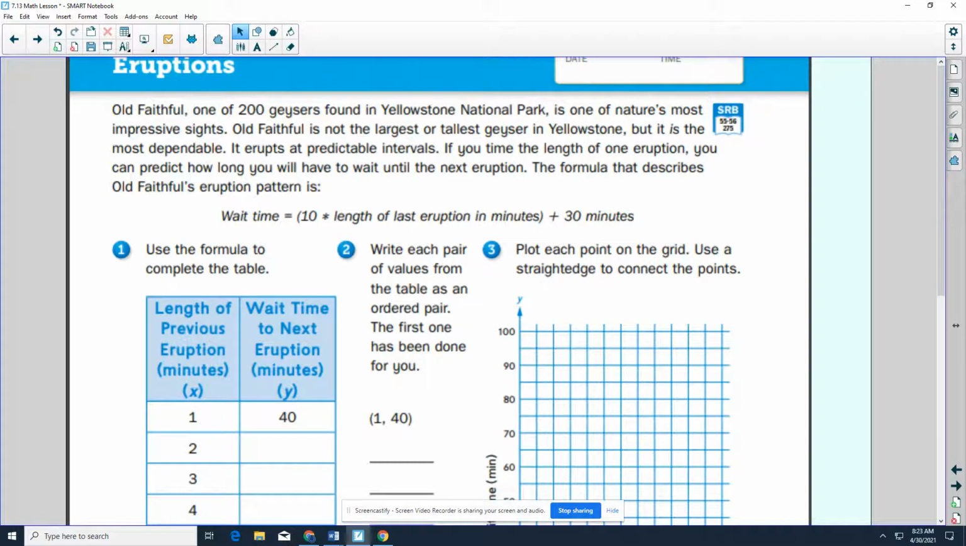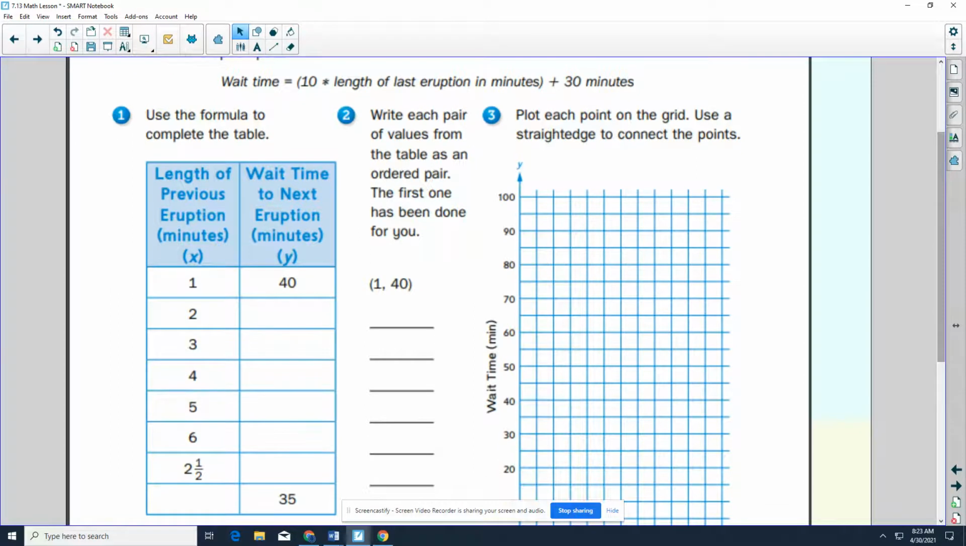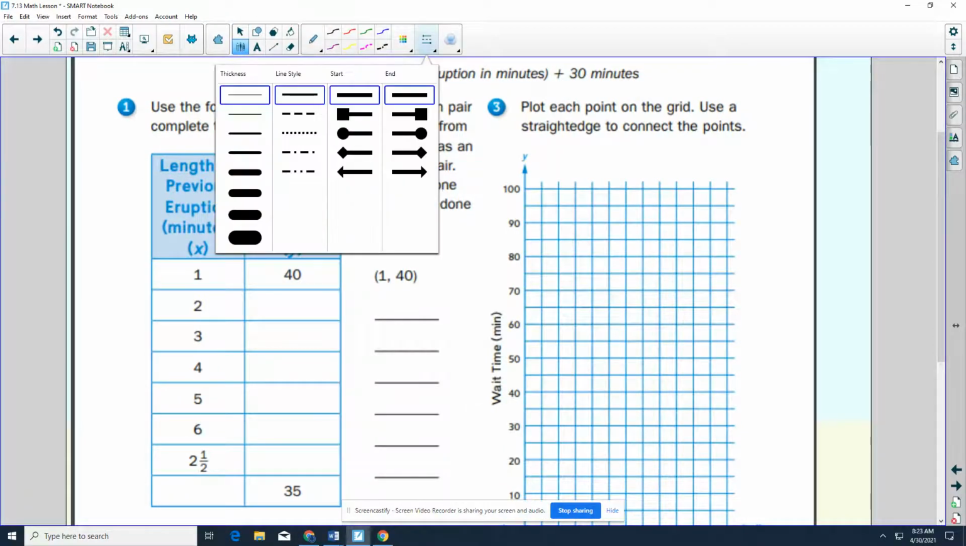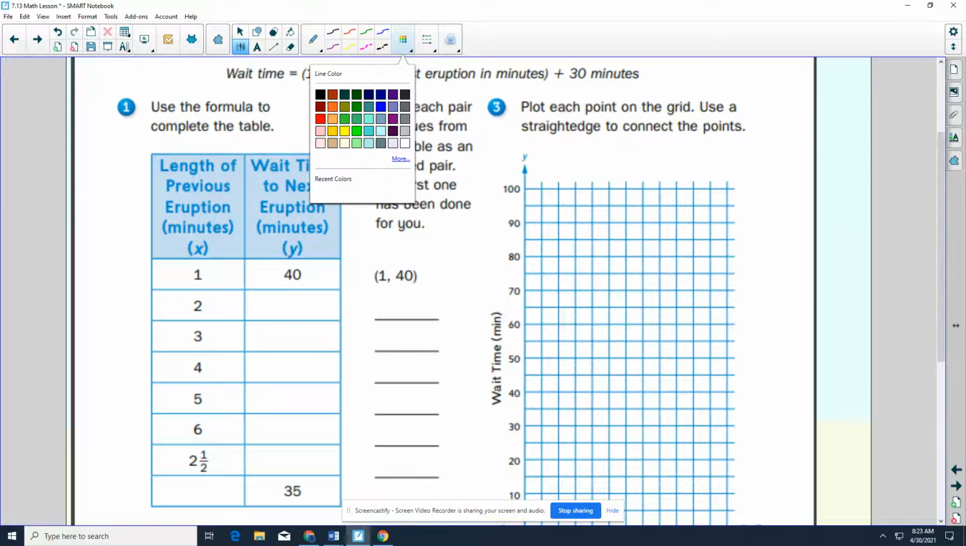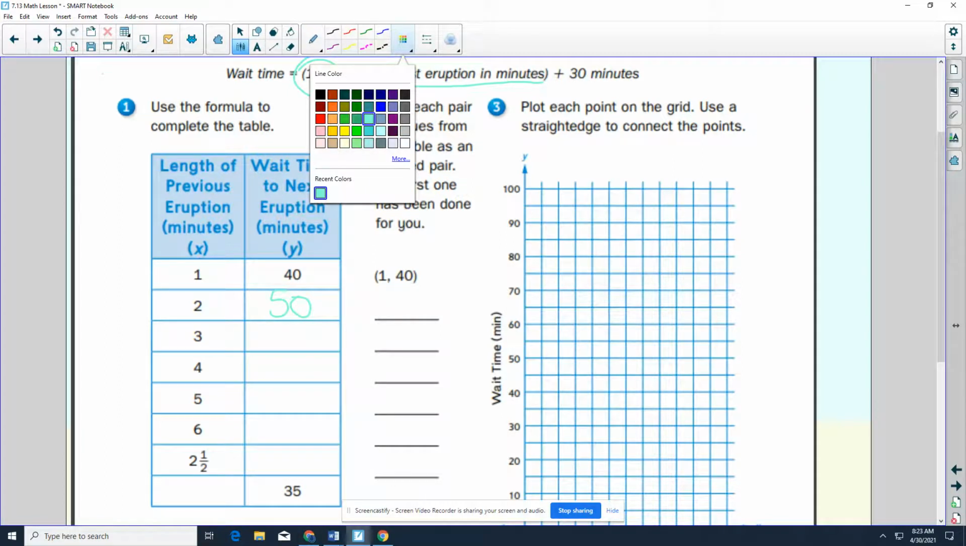So let's look at our table here. So they have already told us the rule. We don't have to figure that part out, which is great. So we take the length of the previous eruption, and we multiply that by 10, and then add 30 minutes to that. So let's try a couple of these together here. So I would say 2 multiplied by 10 is 20, plus 30 more minutes would be 50. Use a different color here. Let's look at our next one here.